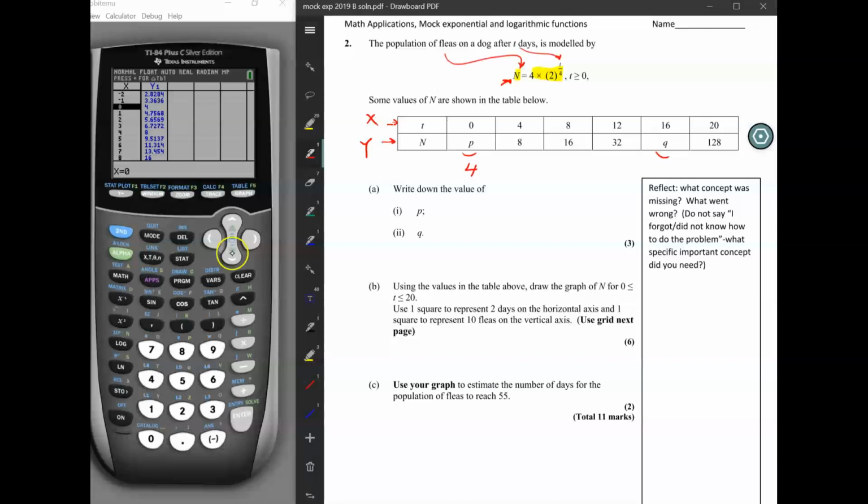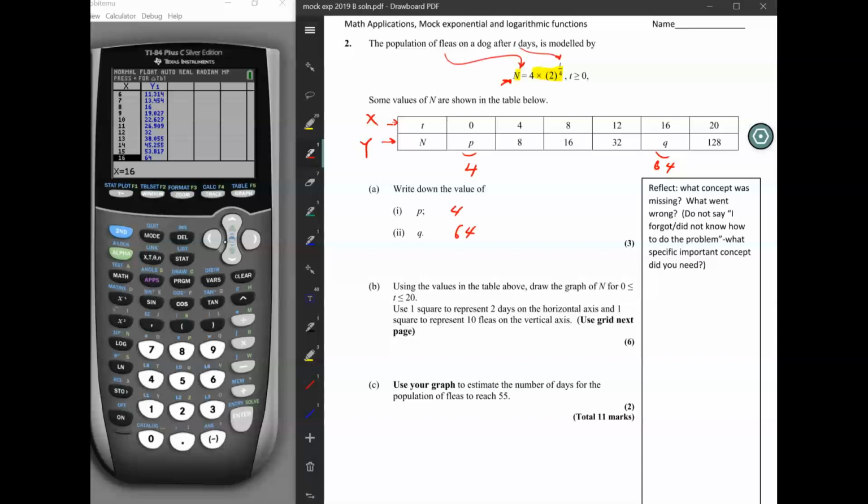What about when x equals 16? What does the y value equal then? So let's scroll down on the calculator until we get to x equals 16. And we get 64. So the value for P is 4 and the value for Q is 64. Okay? And you could also do that by looking at the graph and doing trace 0 and trace 16, just like we did on the last page.